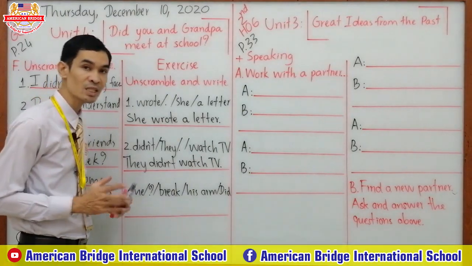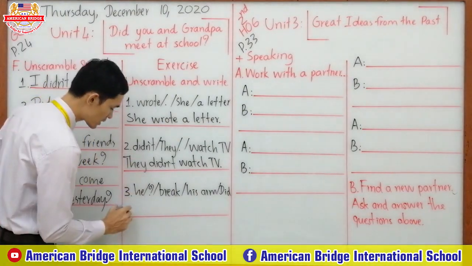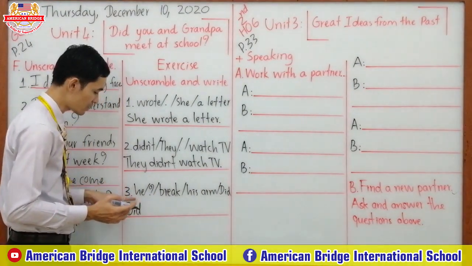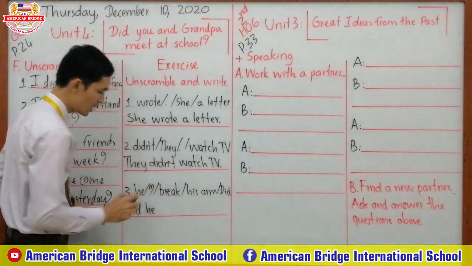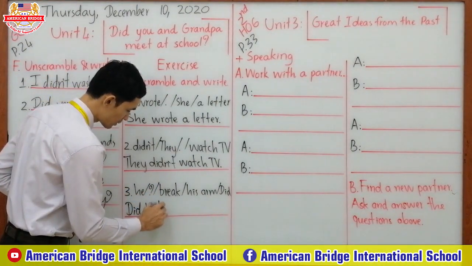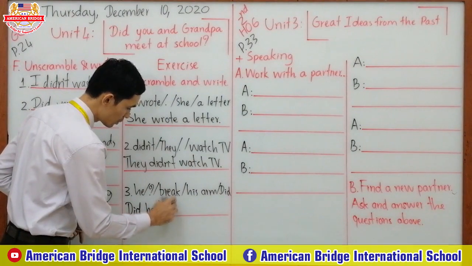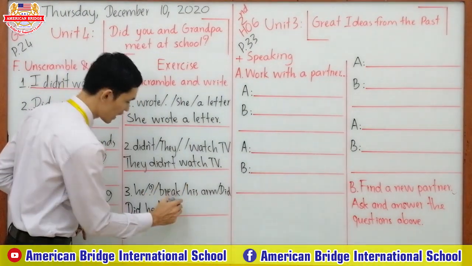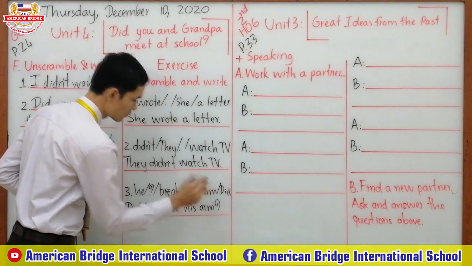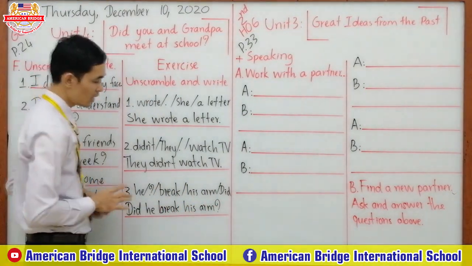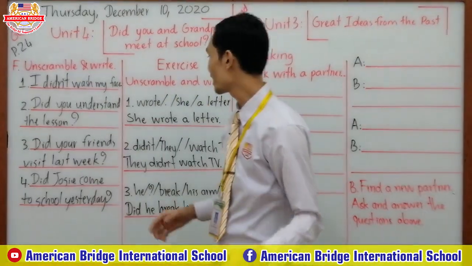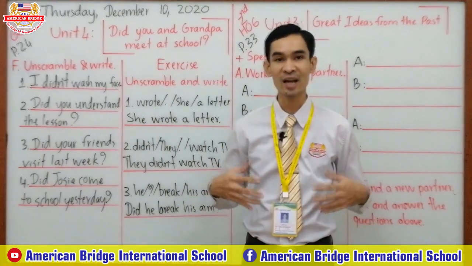Okay, the last one. So for a question we start with did, right? Okay, so you start with did. After that, the subject is he, right? He. And after that, the verb. Where is the verb? Break. Yeah, break. Okay, did he break his arm? Did he break his arm? Question mark.